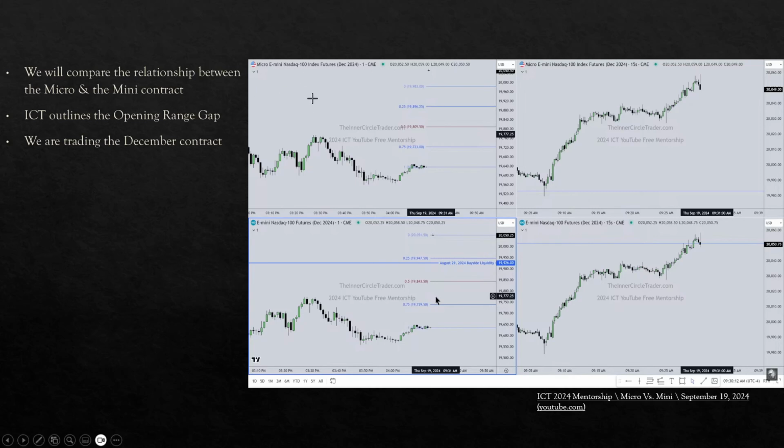ICT did this in today's live stream. So we have the micro futures on the top and corner right here, and down here we have the E-mini Nasdaq future.